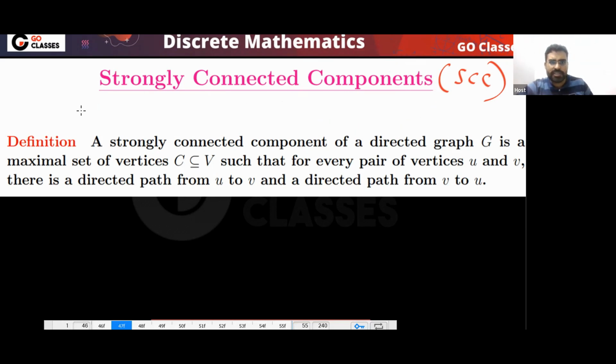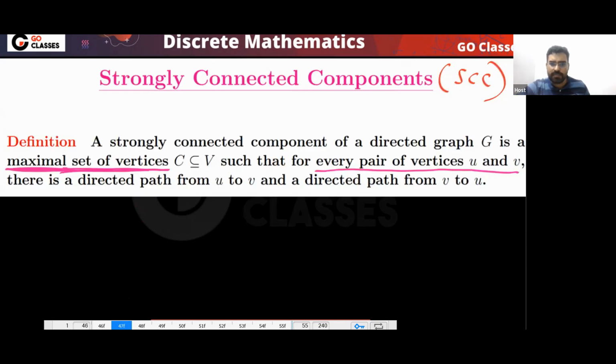A strongly connected component is a set of vertices. Remember, this is a maximal set of vertices which are strongly connected to each other, such that any two vertices are strongly connected. Every pair of vertices U and V, there is a path from U to V, and there is a path from V to U. This is the definition of strongly connected components.